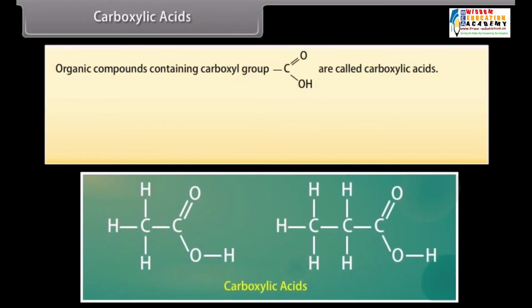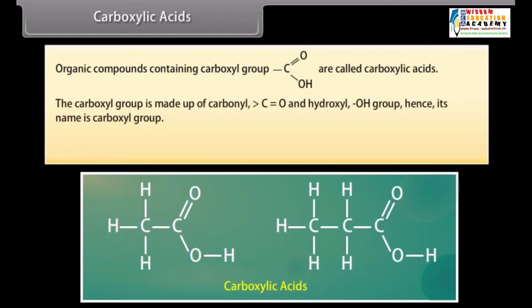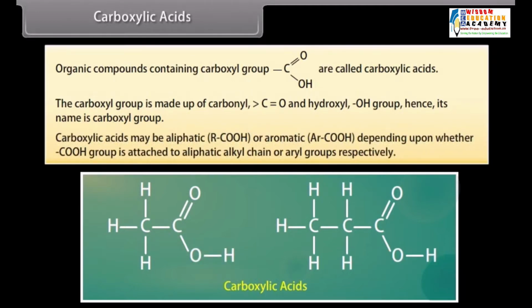Carboxylic acids. Organic compounds containing a carboxyl group are called carboxylic acids. The carboxyl group is made up of carbonyl and hydroxyl groups, hence its name, carboxyl group. Carboxylic acids may be aliphatic or aromatic depending upon whether the carboxyl group is attached to an aliphatic alkyl chain or aryl groups respectively.